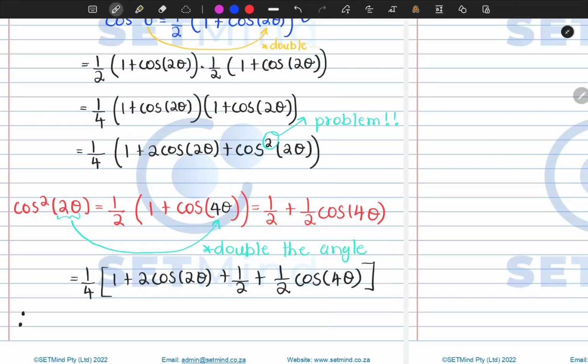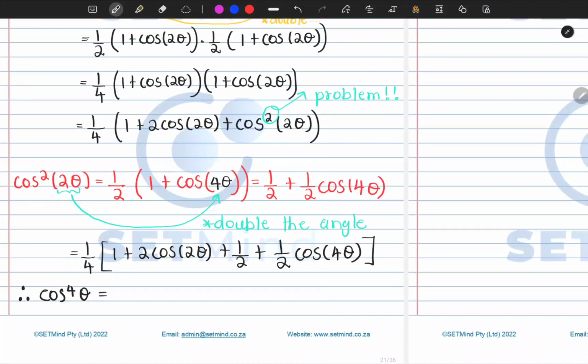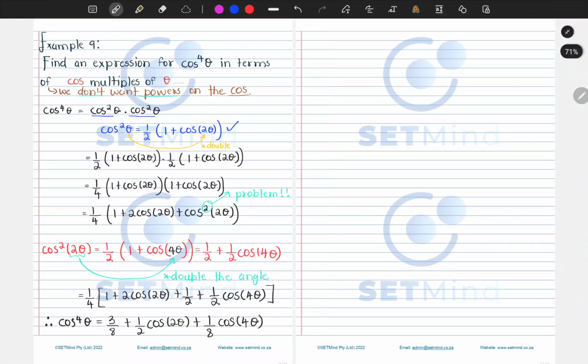So when we multiply and conclude this answer, you will see that what we will end up having will be 1 plus a half, which will be 3 over 2, multiplied by 1 over 4, that will be 3 over 8. And then plus 1 over 2 cos of 2 theta then plus 1 over 8 cos of 4 theta. That is what we get when we find the expression for cos theta all to the power 4 in terms of cos multiples of theta. I hope it makes sense. Let us have a look at the next example.